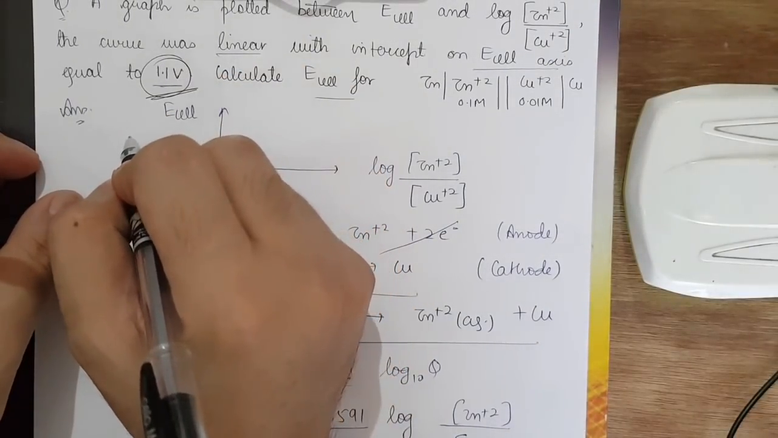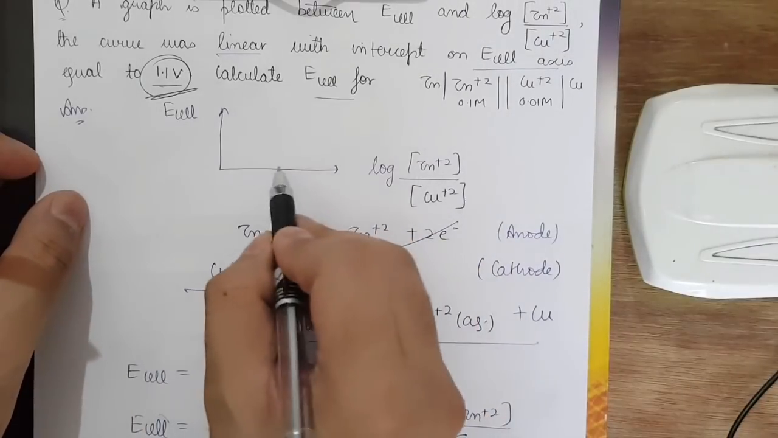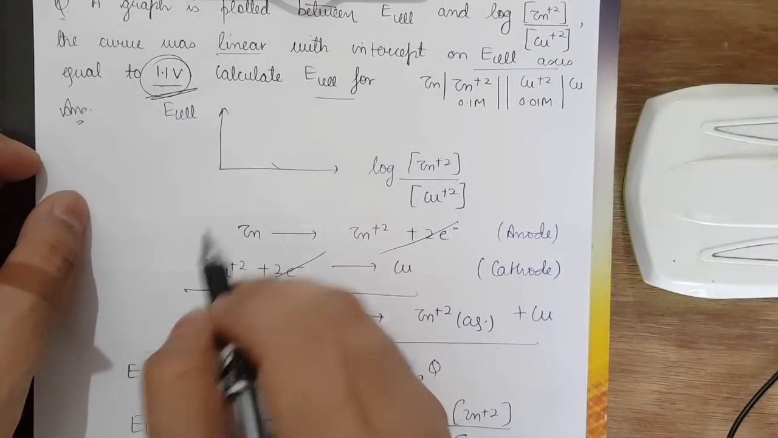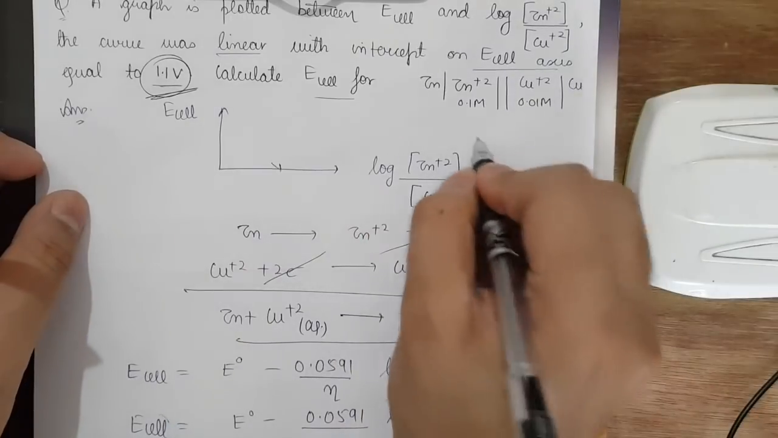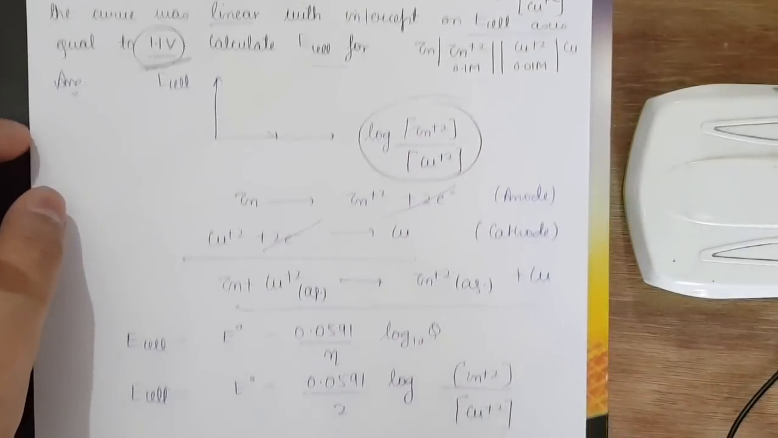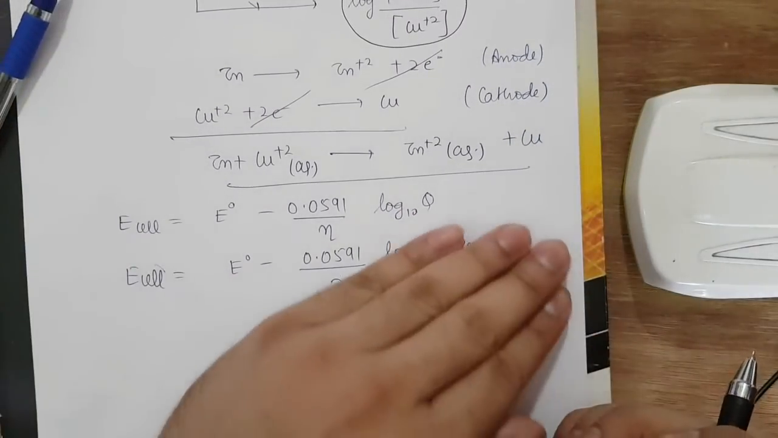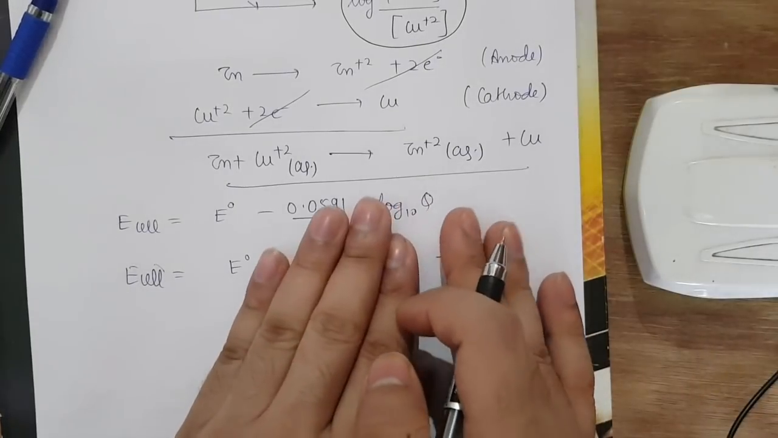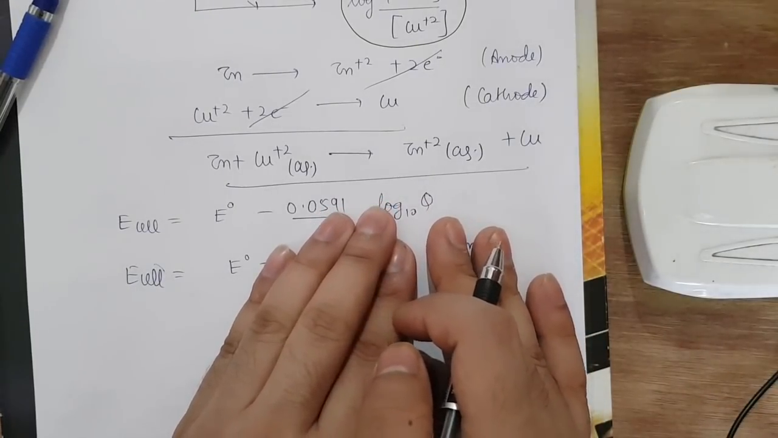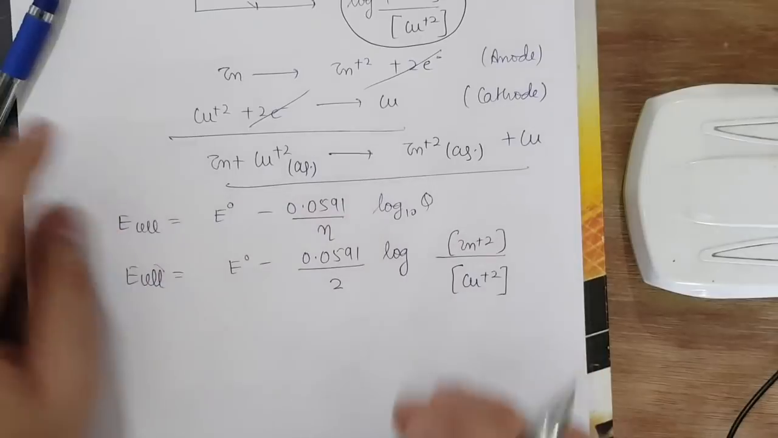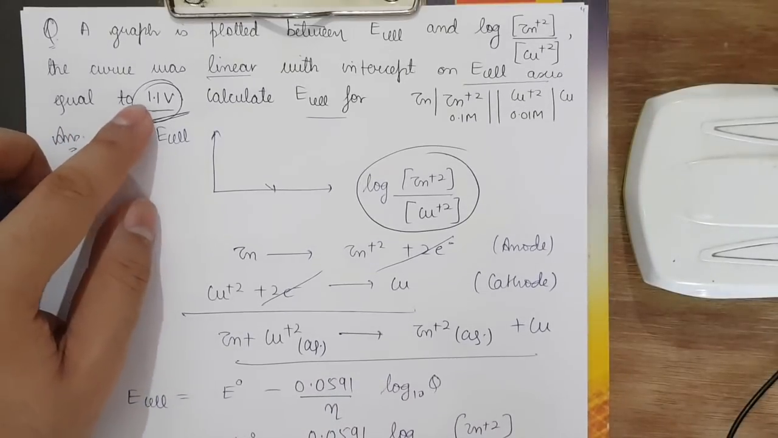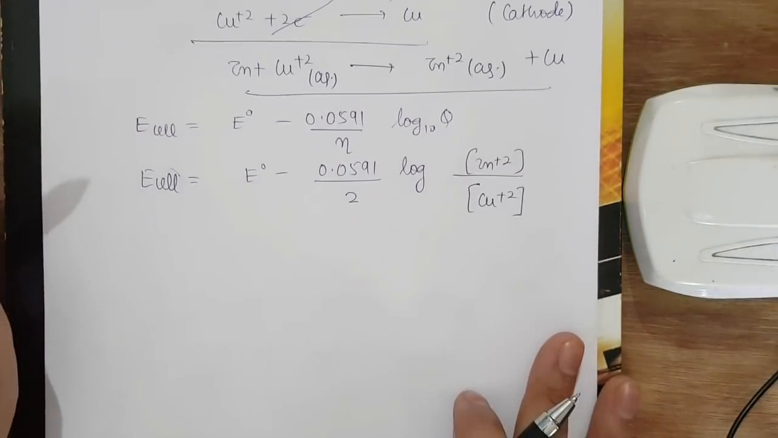How is it equal to 1.1? Because when the graph would intersect the y-axis at any point, at that point it implies that this value has to be equal to 0. So if this value is equal to 0, basically if the thing I am hiding is equal to 0, so E cell would be equal to E naught. So E naught comes out to be equal to 1.1 volts as given in the question.